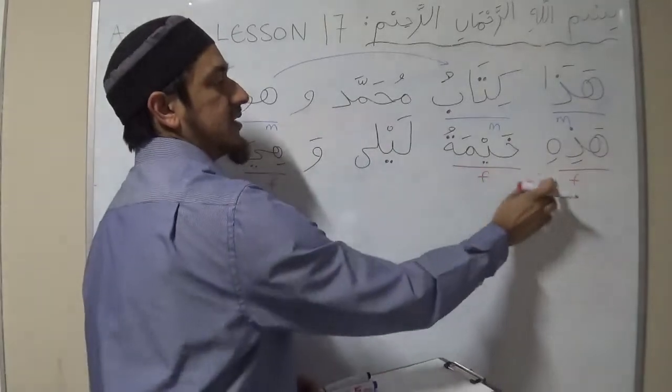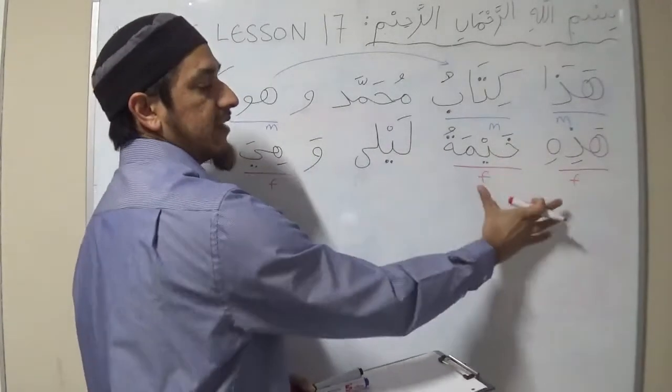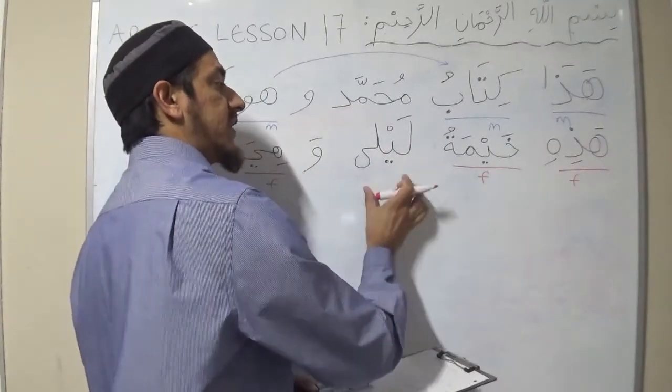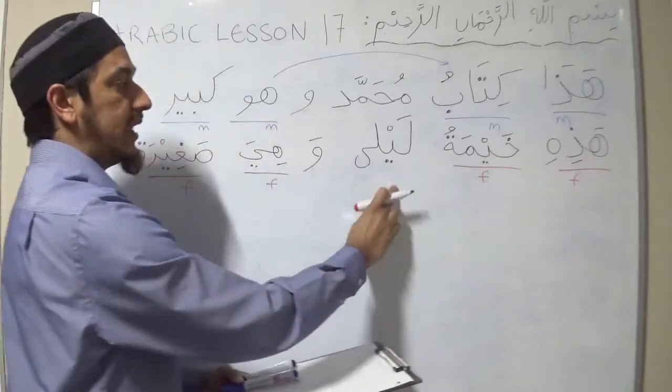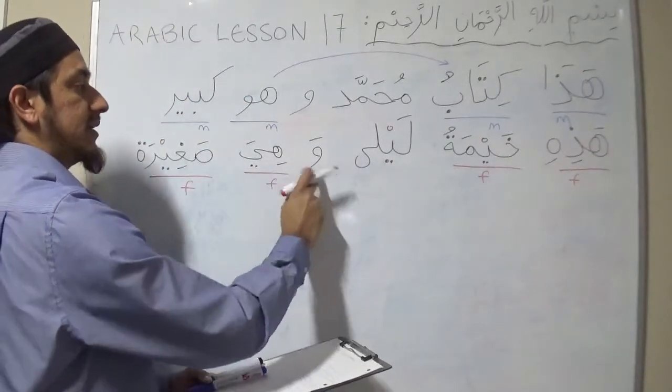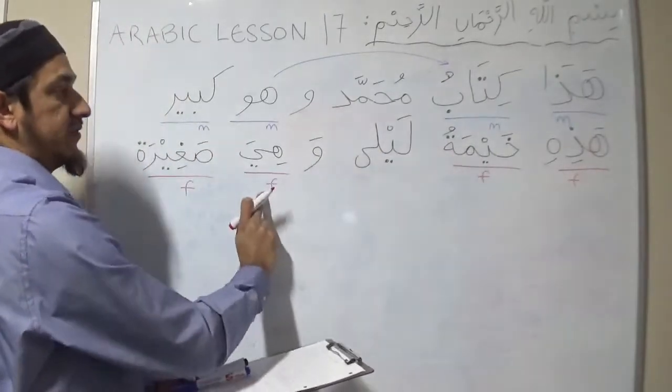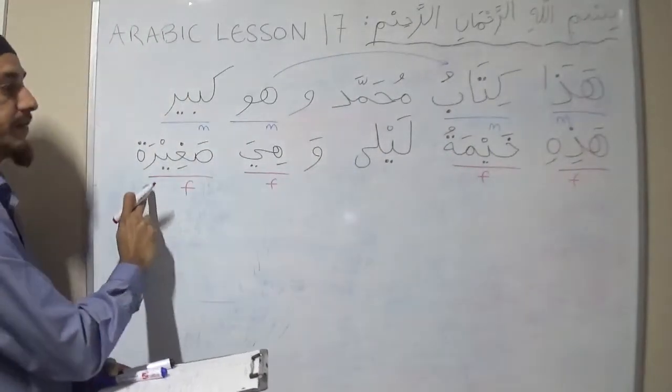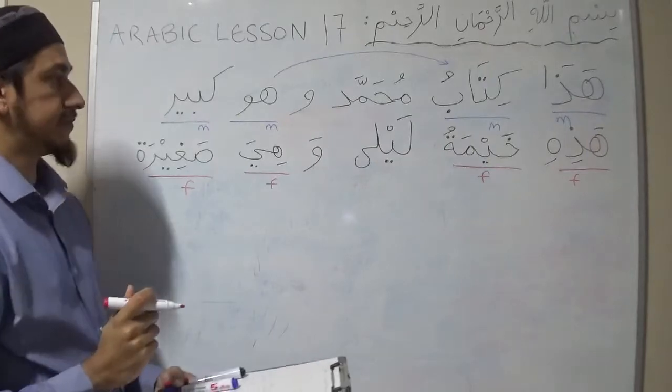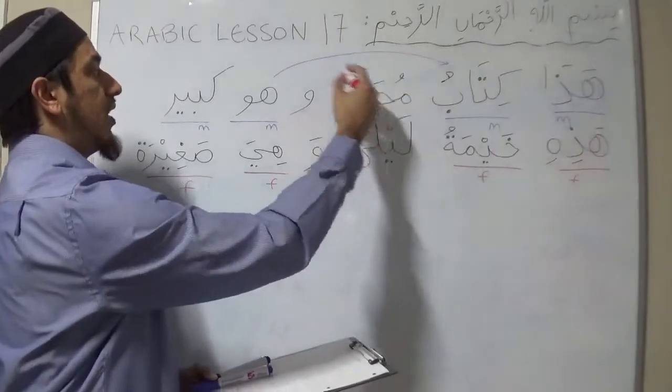So هذه خيمة, this is a tent, but we're not saying هذه خيمة only, we're saying tent of Layla, Layla's tent. هذه خيمة ليلى وهي, and it is, the khayma is, so it's feminine. صغيرة, it is small. This is the book of Muhammad and it is big.